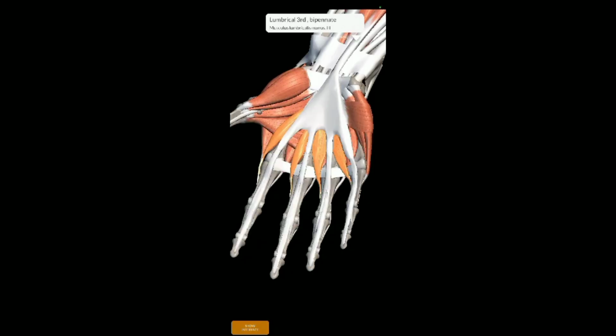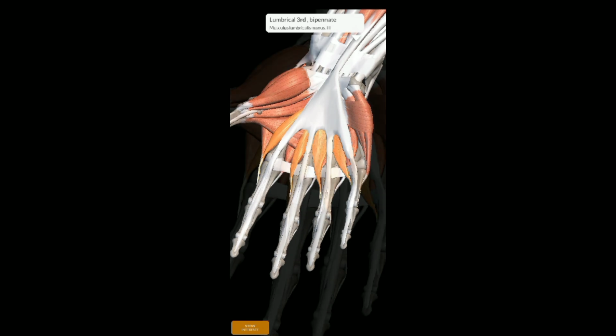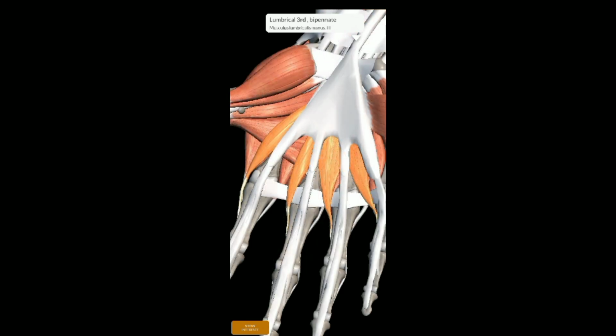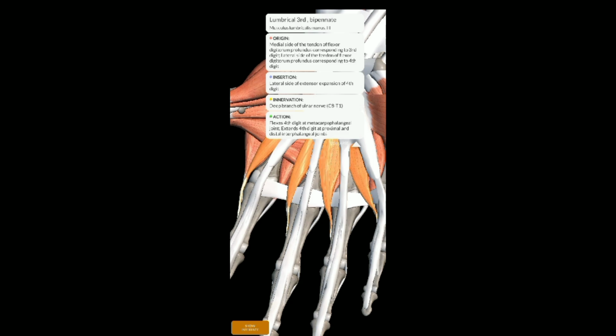Lumbrical muscles are small worm-like muscles in the hand and foot that help with fine motor control and precision grip. There are four lumbrical muscles in each hand and several in the foot. Lumbrical muscles are unique because they originate and insert into tendons rather than bones. The first and second lumbrical muscles are supplied by the median nerve, while the third and fourth are supplied by the ulnar nerve.